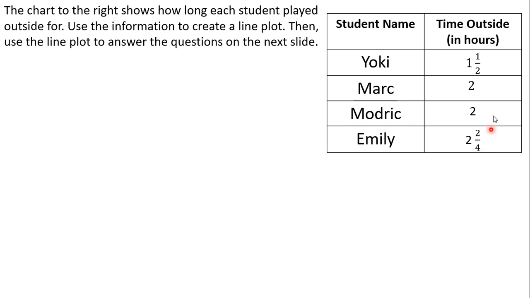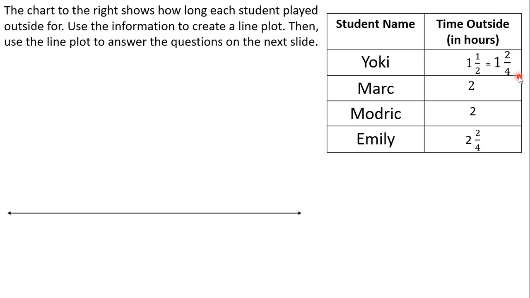Well, we know we can rewrite 1.5 so that the denominator is 4. 1 1/2 is the same as 1 2/4. Now that both of these fractions have the same denominator of 4, we can create our number line that we will use to plot the points. Let's first find the smallest number, which is 1 2/4.